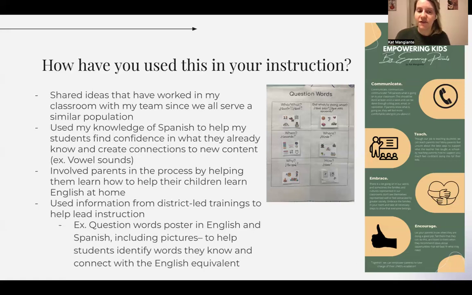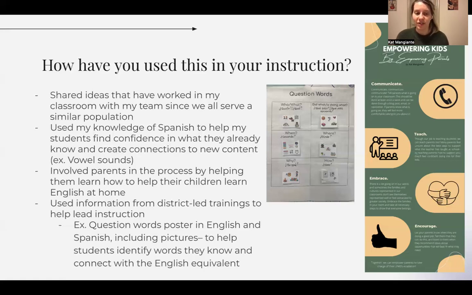Next, I've involved parents in the process by helping them learn how to help their children learn English at home. I do have a lot of parents who do not know English or who cannot read themselves. And so I've tried to provide them with resources like Epic Books, Libby, some resources where students are able to listen to others reading in English so that they can better learn themselves as well, and have tried to bridge that gap for families and help them feel more involved and feel more like they're able to support their kids.